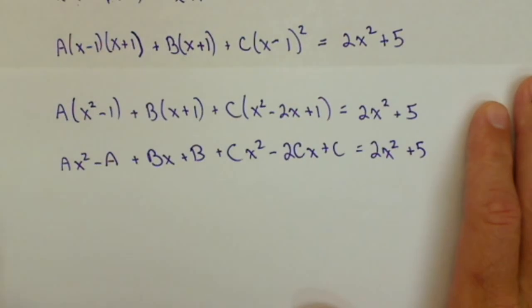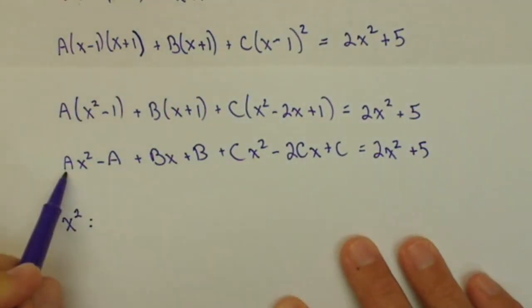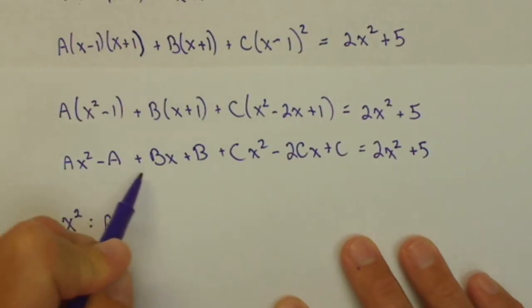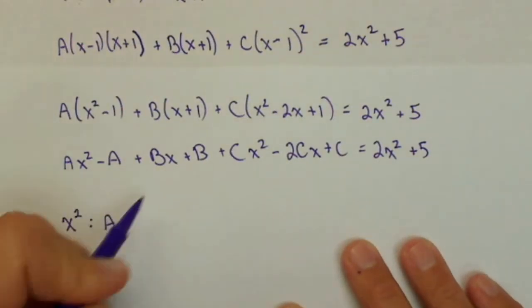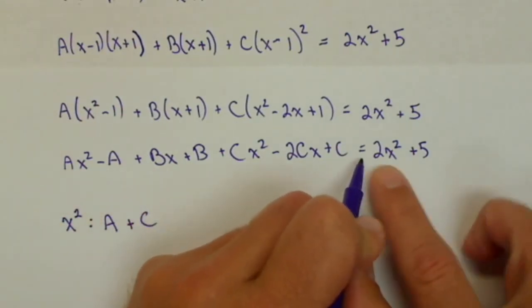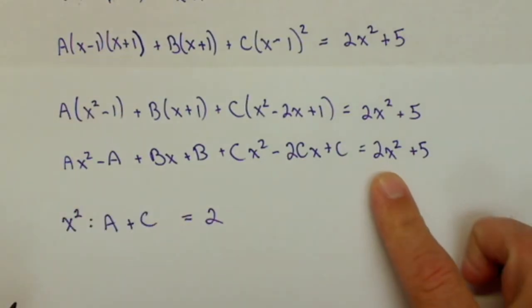Now what I'm going to do is collect my coefficients by term. So I'm going to look for all the coefficients of x squared. I've got one here, so a coming across, a positive c, and 2 is on the other side of the equal. So a plus c must equal 2.